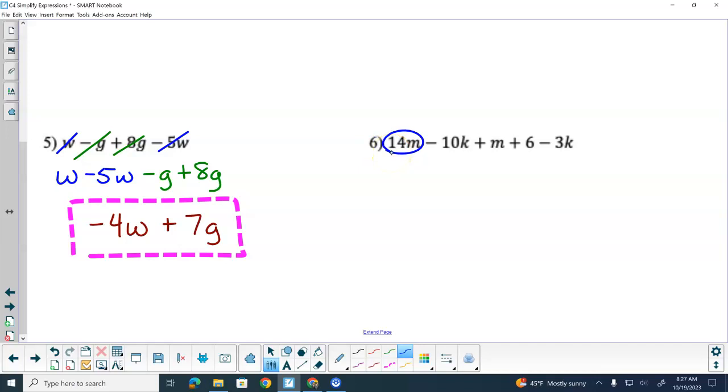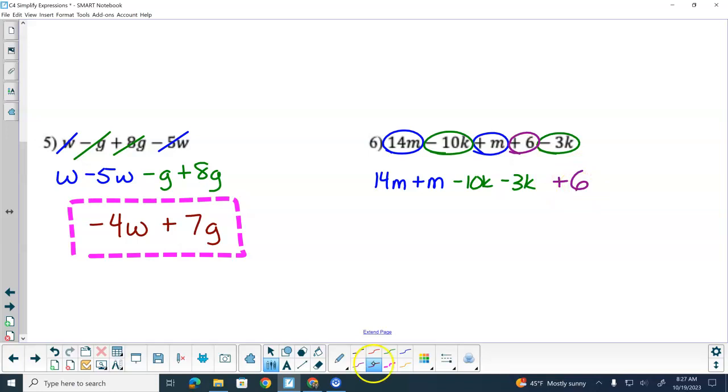14 is an m, plus m is an m, so that's 14m plus m. Then we've got -10k minus 3k. Then we've got +6. 14, and I give you 1 more, that gets you 15. -10, and I take 3 more away, that gives you -13, and 6 is just 6.